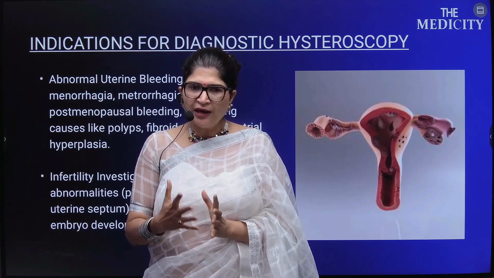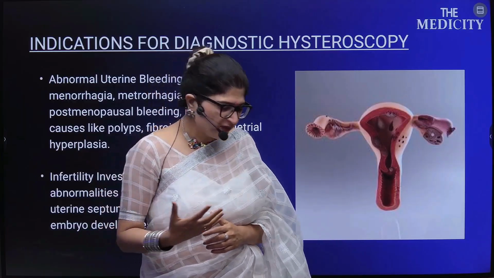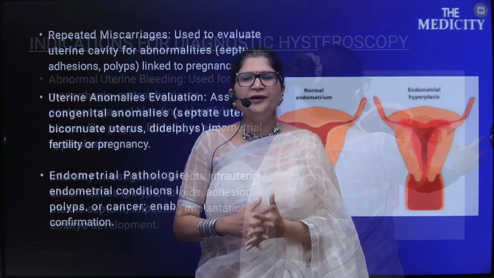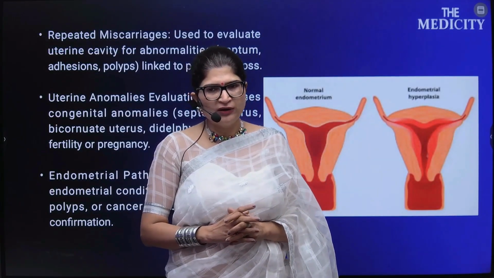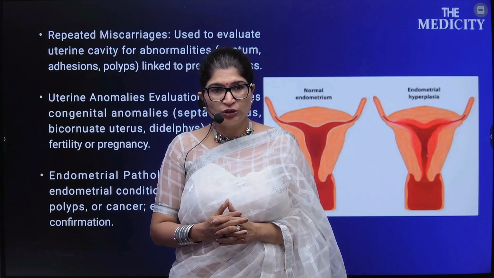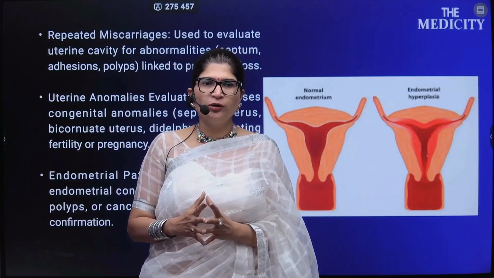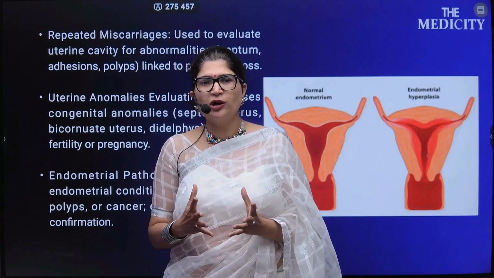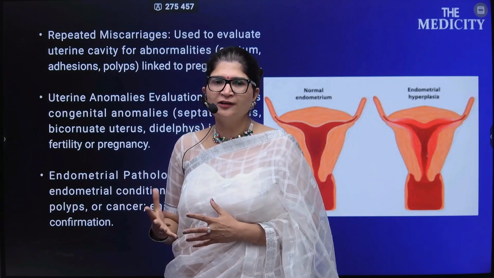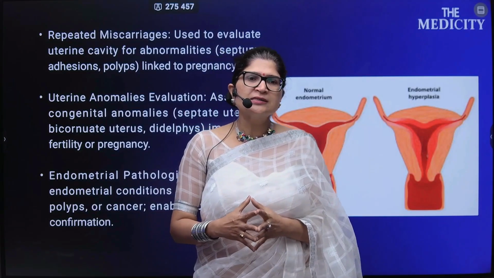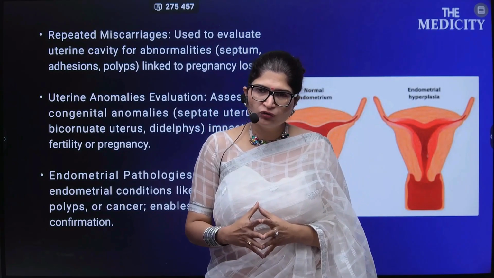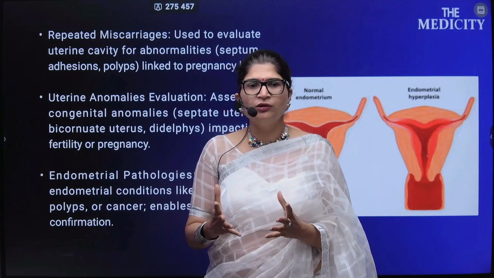And there can be better chances even in ART or even without ART. Indication for hysteroscopy where we can think is repeated miscarriage patient. So it is basically used to evaluate the uterine cavity for abnormalities like septum, adhesions, polyps, which are linked to pregnancy loss. Uterine anomalies evaluation can be done on hysteroscopy. Even the treatment can be done on hysteroscopy.